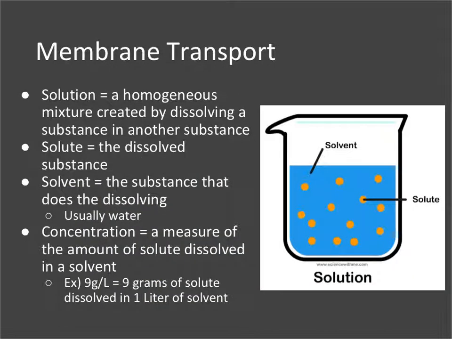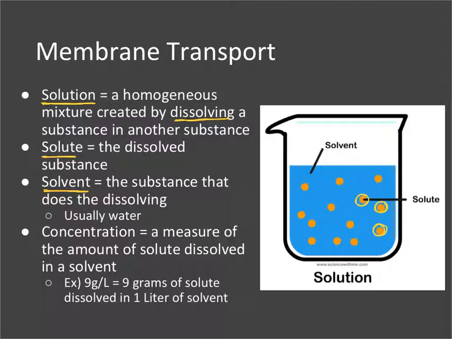Before we talk about those different types of transport, we first have to do a little bit of a review as to what a solution is. So a solution is where something is mixed into something else. And so this involves dissolving something in something else. And the components of these solutions are going to be solutes and solvents. And essentially, the solute is the thing that is going to be dissolved inside the solvent.